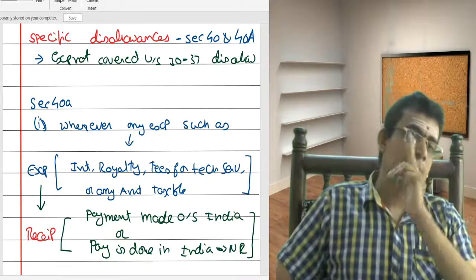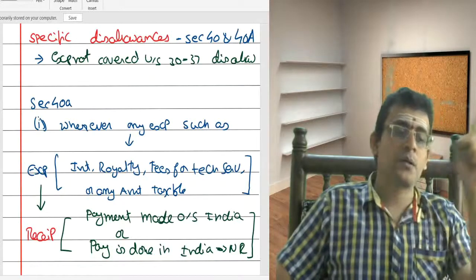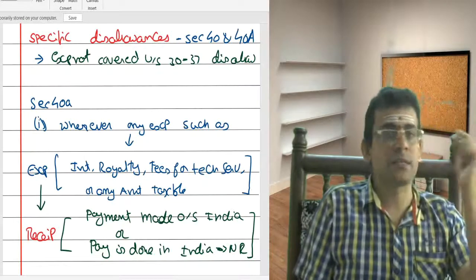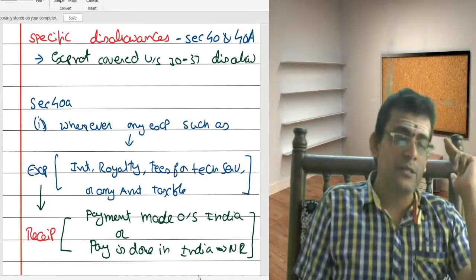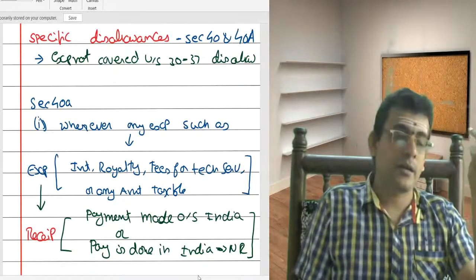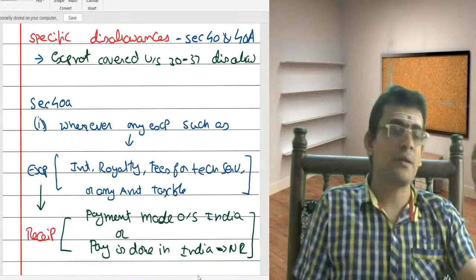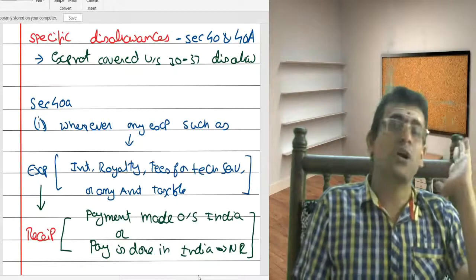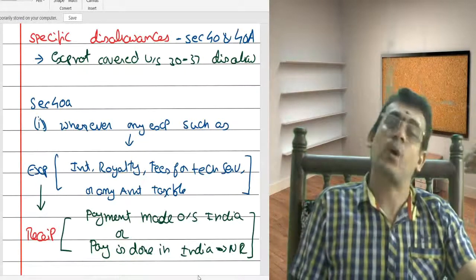But if the repair amount is paid to a non-resident, ultimately what I will call fees for technical service. As it is a fee for technical service and the amount is paid to a non-resident, whether you are paying that amount outside India or within India, compulsory what should happen? Tax has to be deducted. So if tax is not deducted, the expense is going to be disallowed.